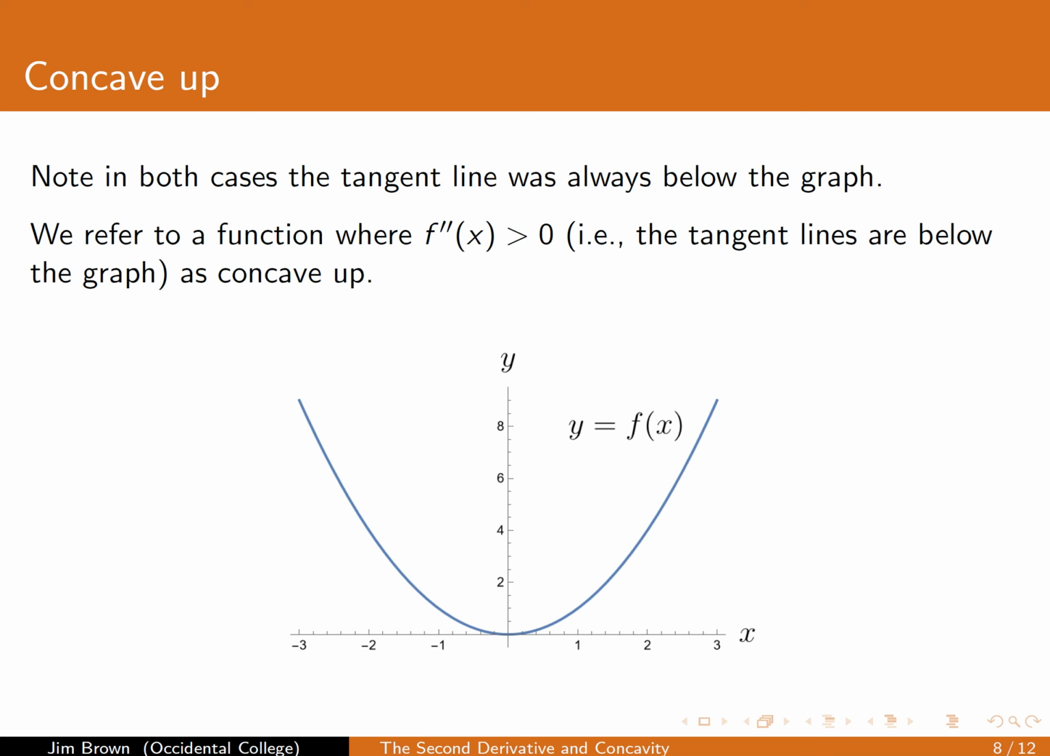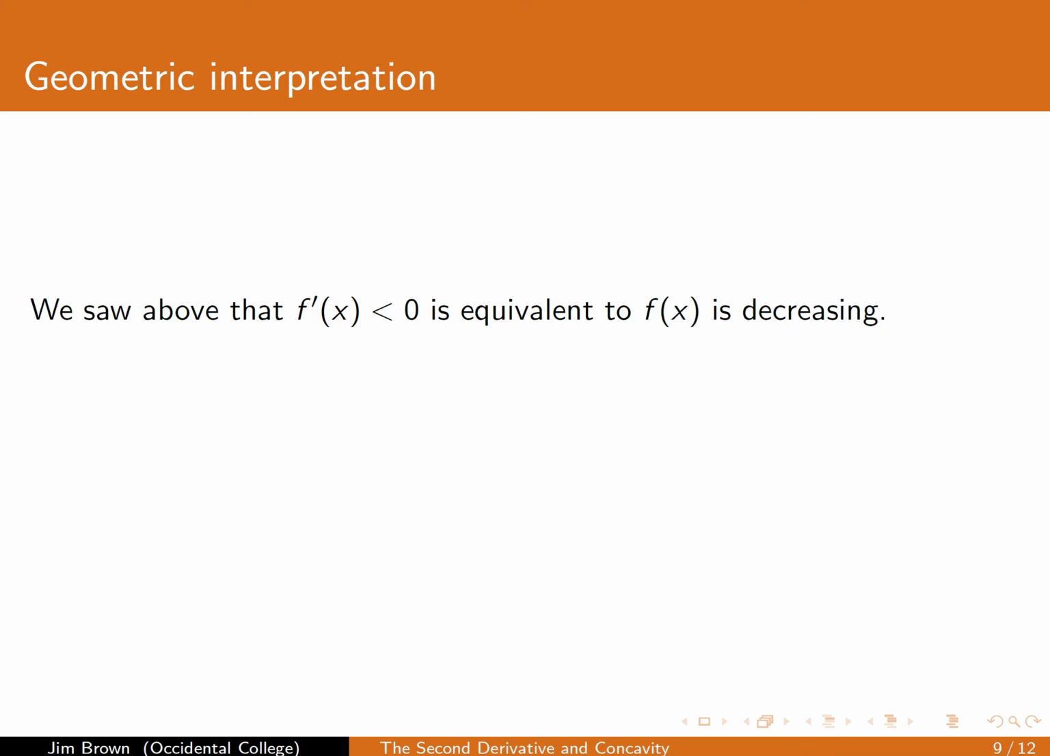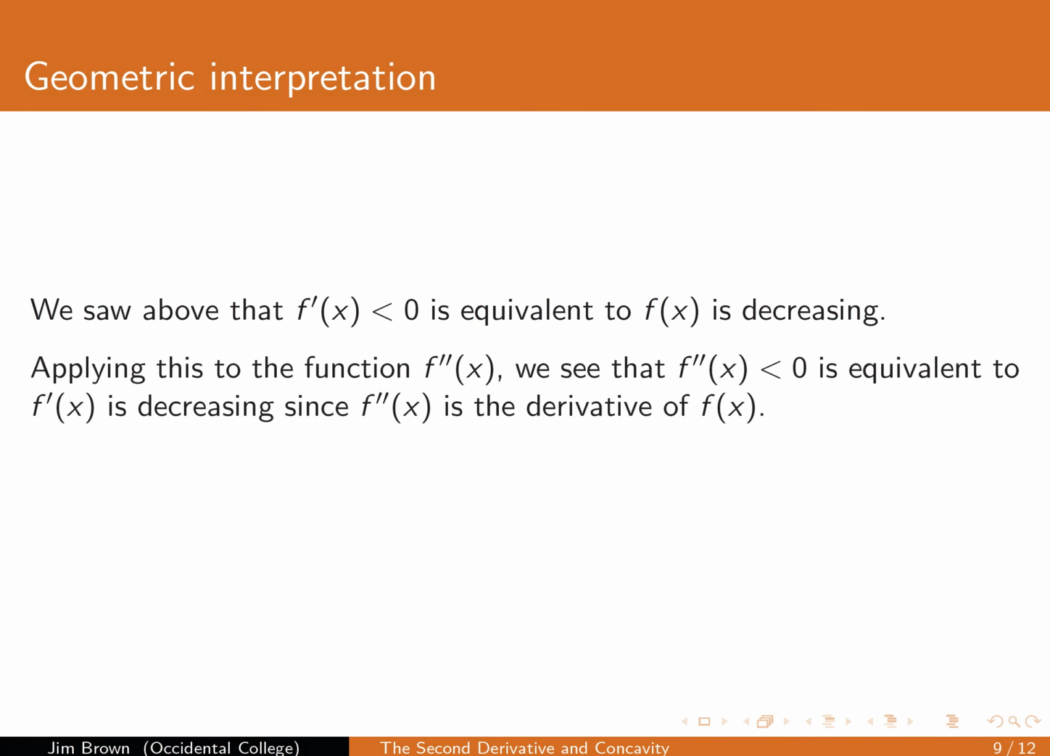Now we've gone through this whole process assuming the second derivative was positive. What happens if we assume the second derivative is negative? Let's go through the whole thing again. We saw right at the beginning of the video that if the derivative is less than 0, this is equivalent to the function being decreasing. So replace f of x with f prime of x, and we'll see f double prime of x less than 0 is equivalent to f prime of x decreasing. Same idea as before, we're just switching increasing and decreasing and positive and negative.